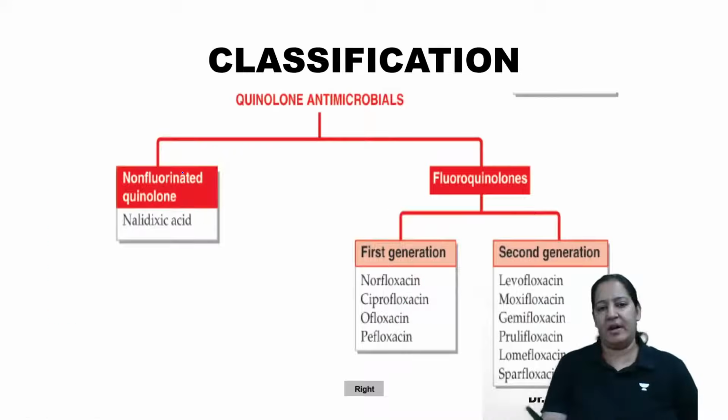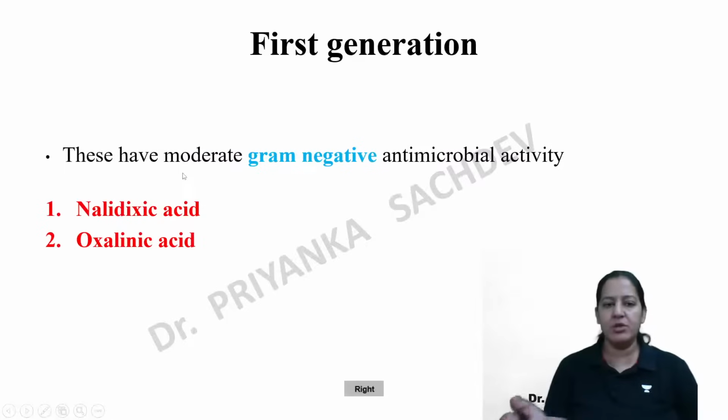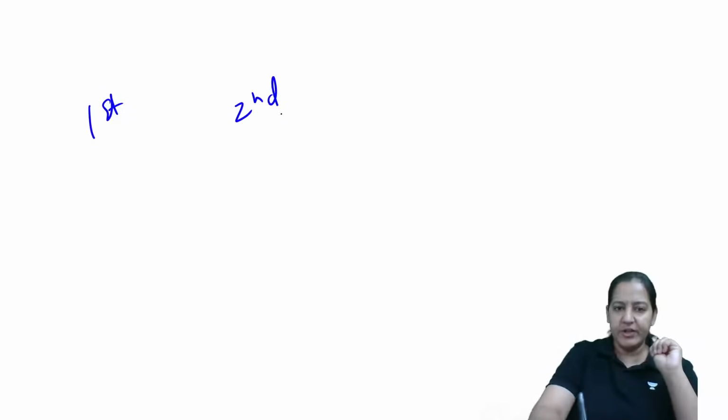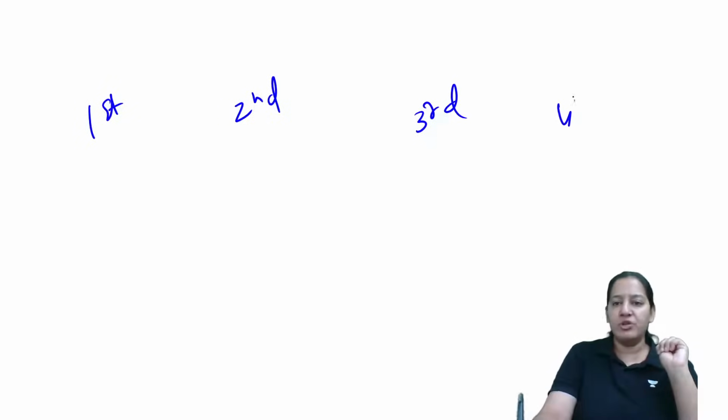So fluoroquinolones have been generated. Introduction is over. Coming on the classification. In the classification, let me tell you there are 4 generations: first generation, second generation, third generation, fourth generation.